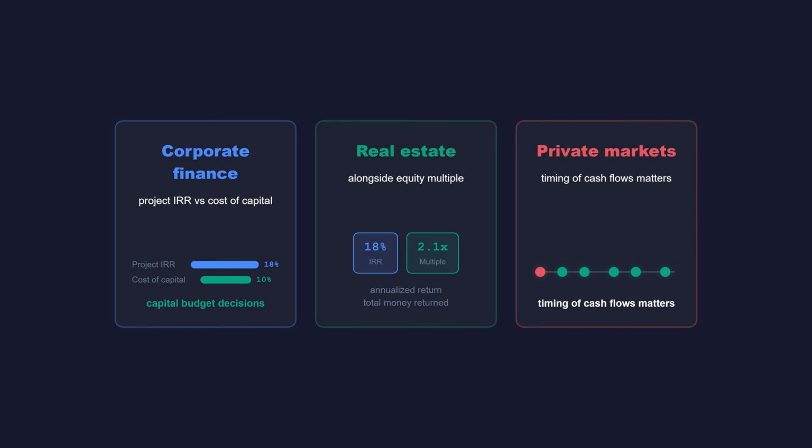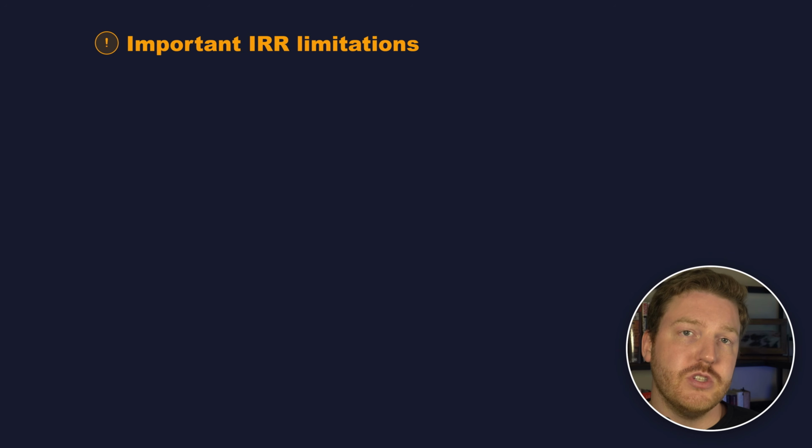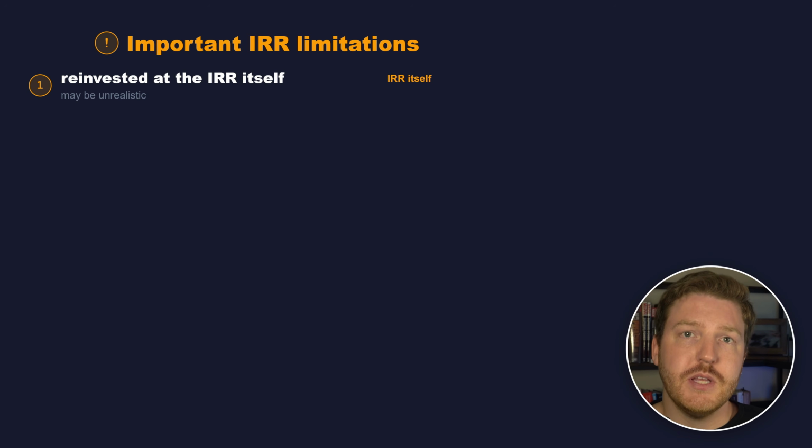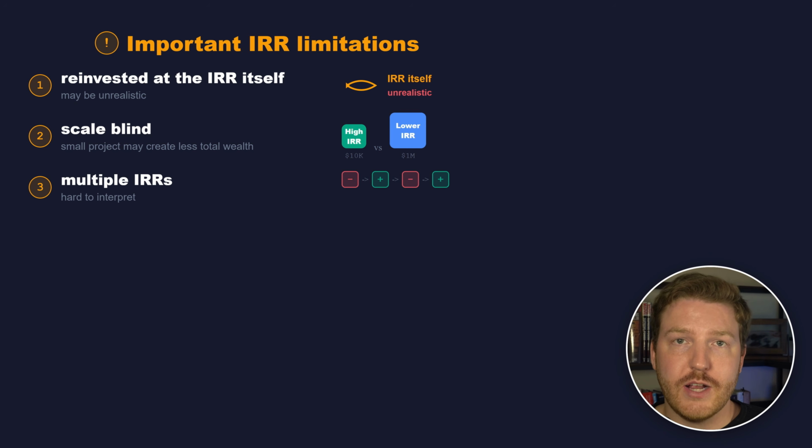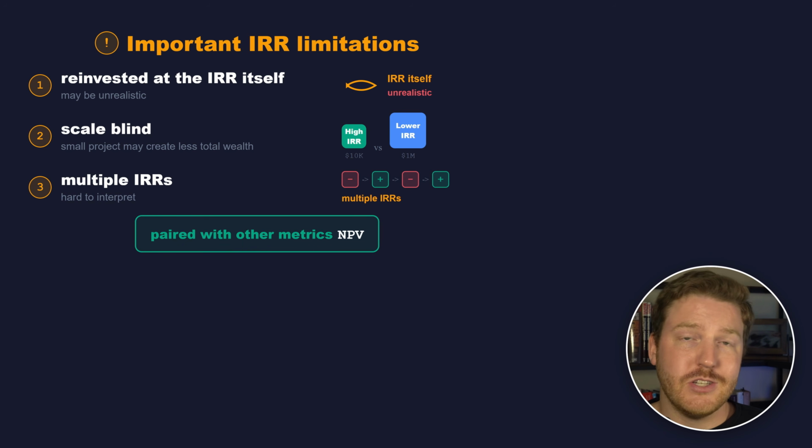Before you start using IRR for everything, there are a few important limitations to understand. First, IRR can be interpreted as assuming interim cash flows are reinvested at the IRR itself. If the IRR is very high, that may be unrealistic. Second, IRR is scale blind. A very high IRR on a small project may still create less total wealth than a lower IRR on a much larger project. Third, if cash flows change direction more than once, you can end up with multiple IRRs, which makes the metric really hard to interpret. That is why IRR is most often useful when paired with other metrics, especially NPV.